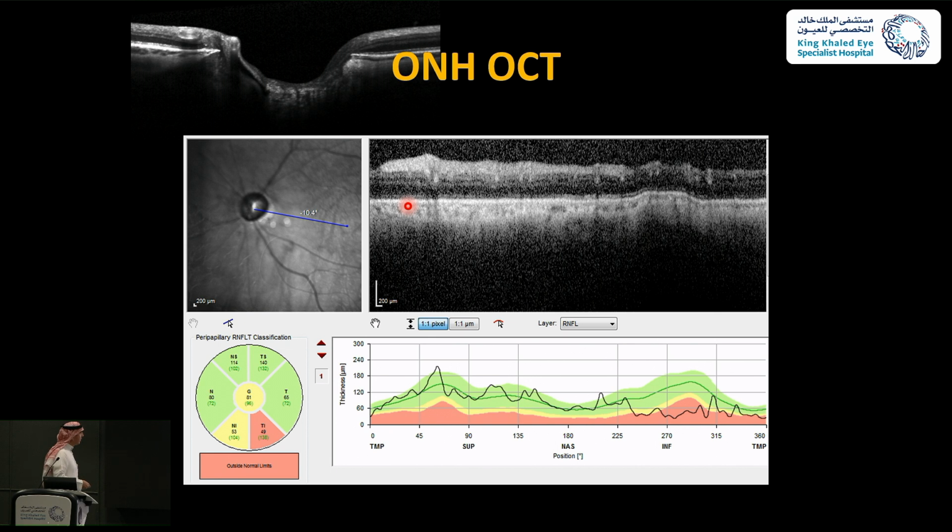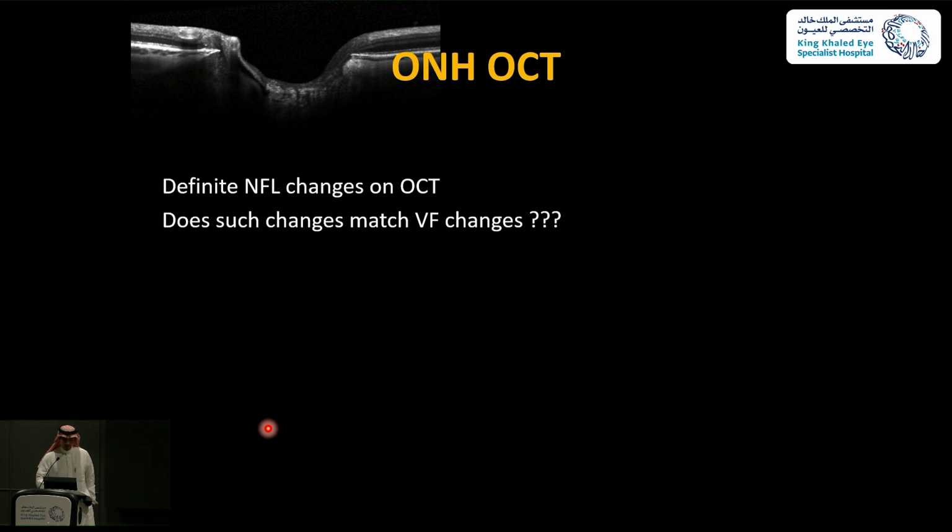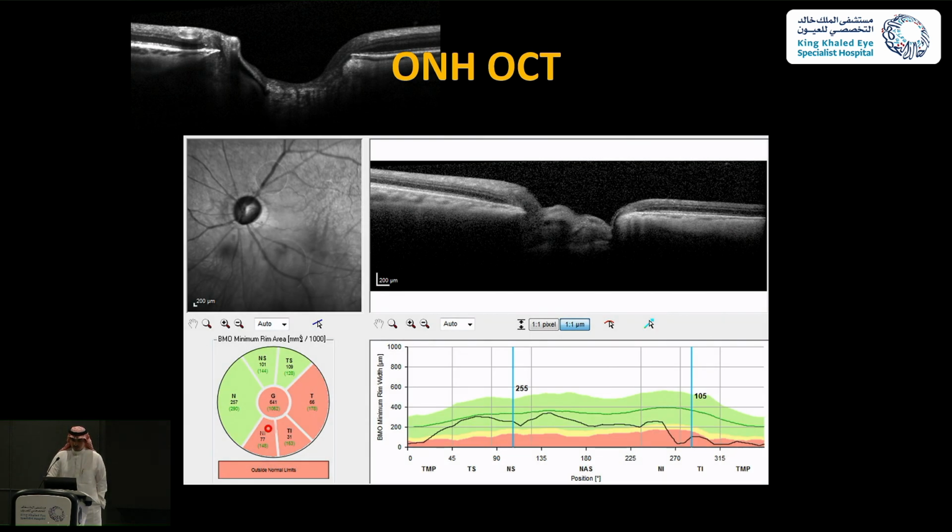So when we look at the patient's nerve fiber layer analysis, we can see that he's having dropped nerve fiber layer thickness in the inferior pole, which is corresponding to the clinical correlation that we had. So we have definite nerve fiber layer changes on the OCT. But do such changes match the visual field changes that we showed you earlier?